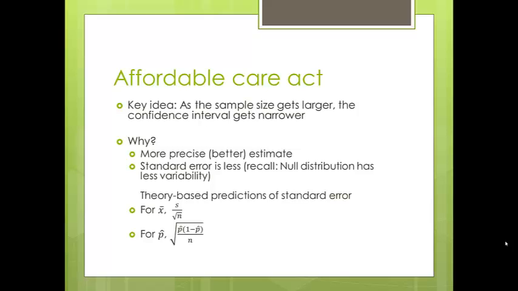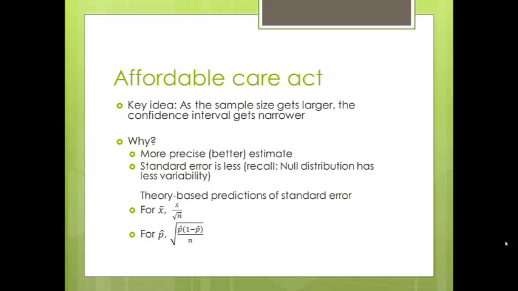Now, we might ask ourselves, how can we understand why that happens? Well, first, the intuitive reason. As we increase the sample size, we get a better estimate. I think our intuition says that. A bigger sample size, especially if it's a random sample, gives us a better estimate. Secondly, the standard error is less. Remember, we talked about this earlier in the course. As we increase the sample size, the null distribution has less variability. Well, the variation of the null distribution is the standard error. It's exactly the thing that we're multiplying by a multiplier and is giving us the margin of error.